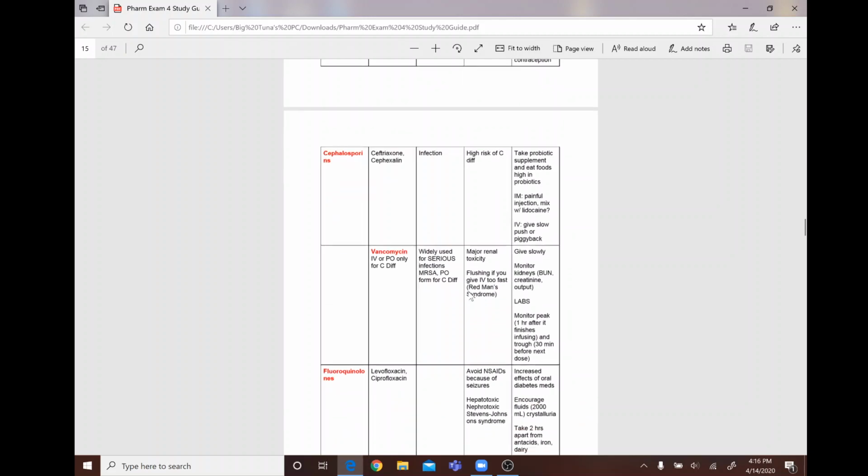Alright, how do we administer vancomycin? IV or orally for C. diff. What is vancomycin used for? Serious infections like MRSA and then PO for C. diff.